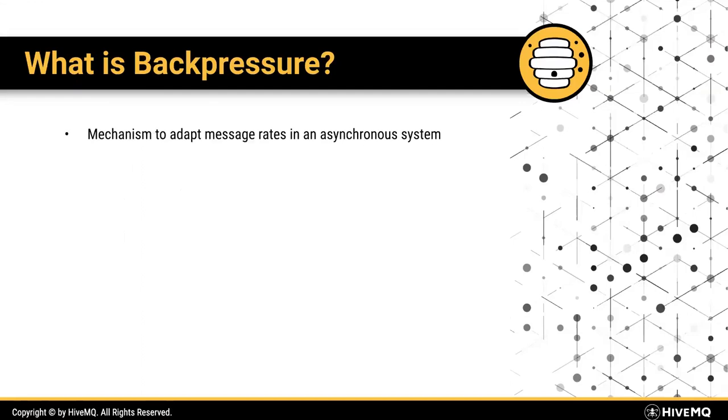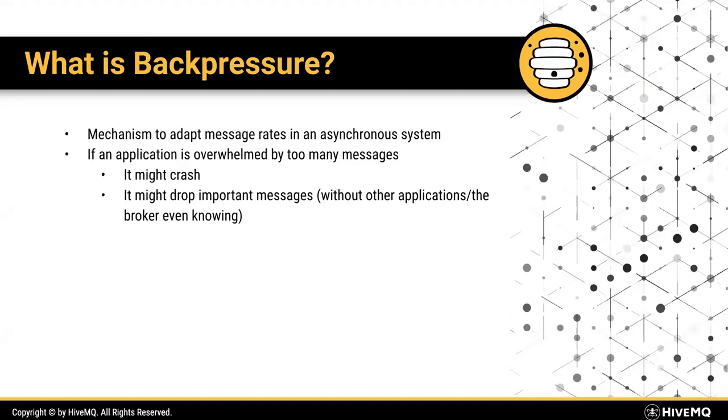Good. I also talked about back pressure. I already said that it's a mechanism to adapt the message rates. If they are too high, you want to tell the systems, don't send me too many messages. What can happen if an application is overwhelmed by too many messages? The application might crash. That's the worst thing that could happen. It also could happen that important messages get dropped and nobody notices it, because it's one client that gets overwhelmed and the messages are simply lost.